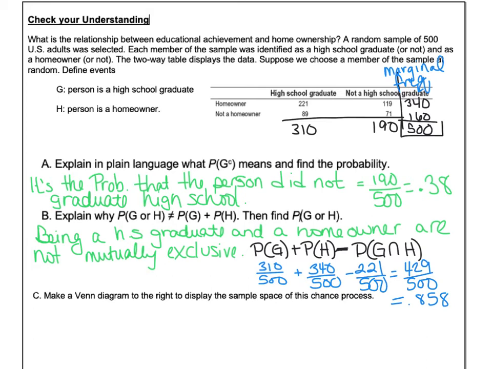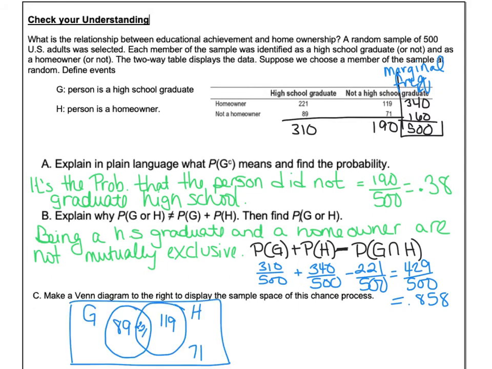Now take a second and see if you can take these values in the two-way table and make them into a Venn diagram. So here's my Venn diagram. Notice that I am using just frequencies. These are not relative frequencies or proportions, okay? These are just the raw counts, so just frequencies.